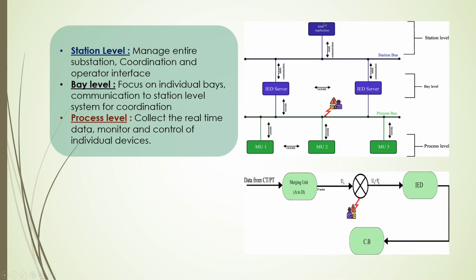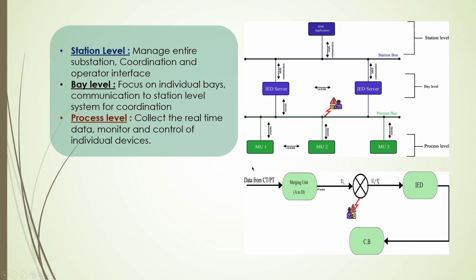Because of this IEC 61850 architecture, there are numerous advantages in power system protection, such as faster relaying response, faster fault clearance time, and real-time monitoring of the power system. Similarly, with this architecture, we have some disadvantages and drawbacks.